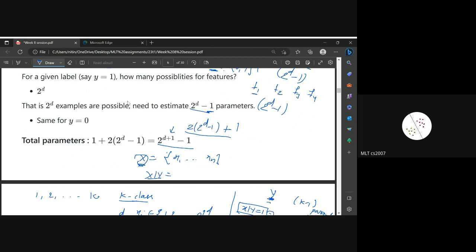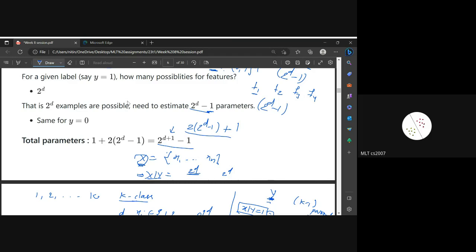In total, you have 2 raised to power d points, right? Because 2 raised to power d points. If I say that I know this distribution, what do I mean by that? Basically, because each feature is 0 or 1, there are 2 power d different options for the values it can take.